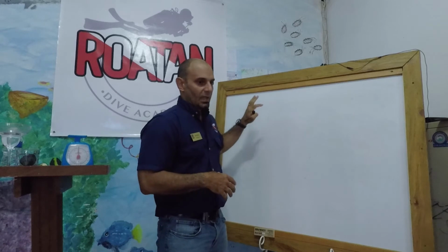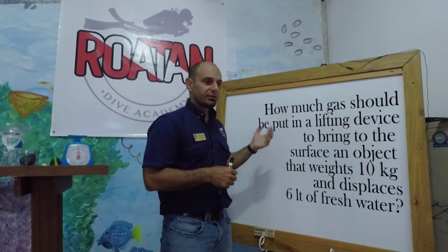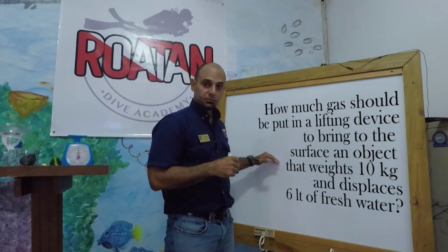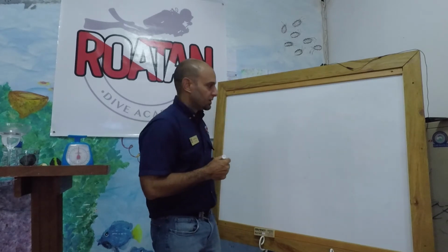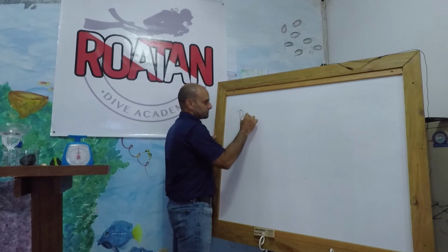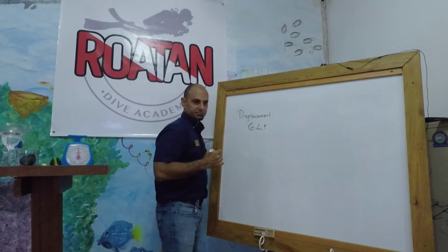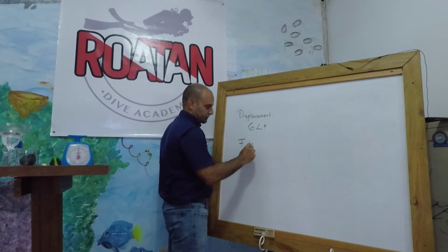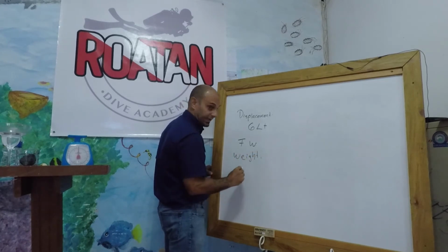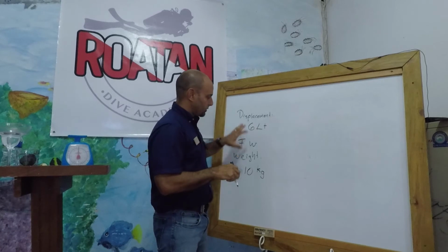It says, how much gas should be put in a lifting device to bring to the surface an object that weighs 10 kilograms and is in fresh water, and displaces 6 liters of fresh water. So let's start by putting all the information we have on the board. The displacement is 6 liters. We're talking about fresh water, so I'm going to write FW here, and the weight of the object is 10 kilograms. So now we have all the information.